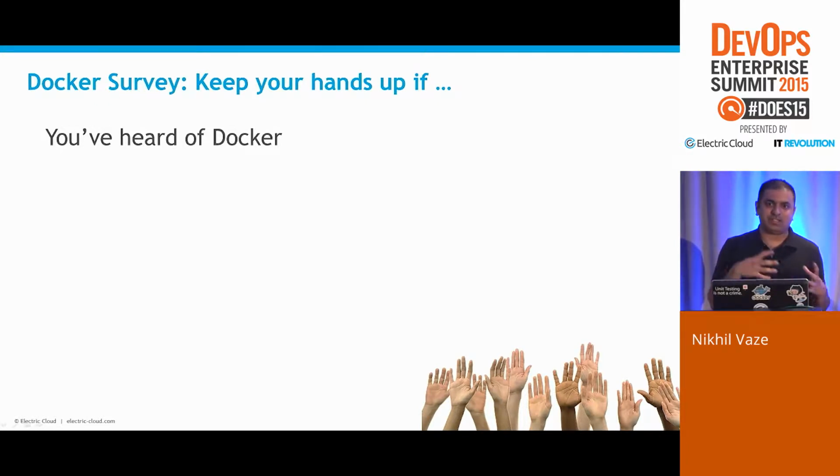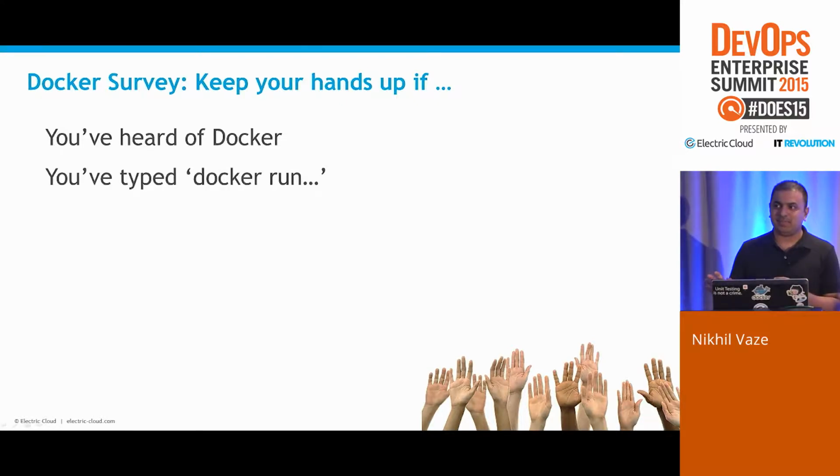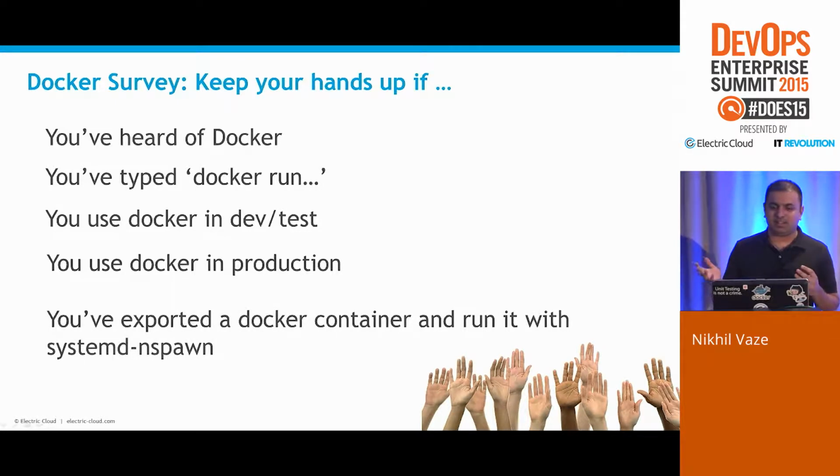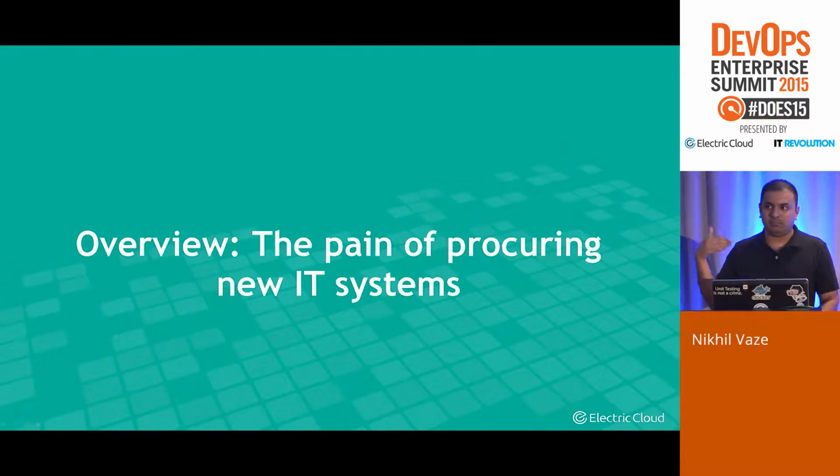I'm asking this question because last year I asked a similar question, and I'm curious to see the responses. This is my only audience participation, so if you'd humor me. Put your hands up if you've heard of Docker. If you've typed docker run, keep them up. Last year I asked this question and had a very technical talk. Everyone but one person had their hand up, and then he looked around and put it down. So, do you use Docker in dev test? Keep them up. Do you use it in production? And the last one is, have you exported a Docker container and run it with systemd-nspawn? Nice. That's black belt. I don't have anything left. Okay, that helps me calibrate the future slides.